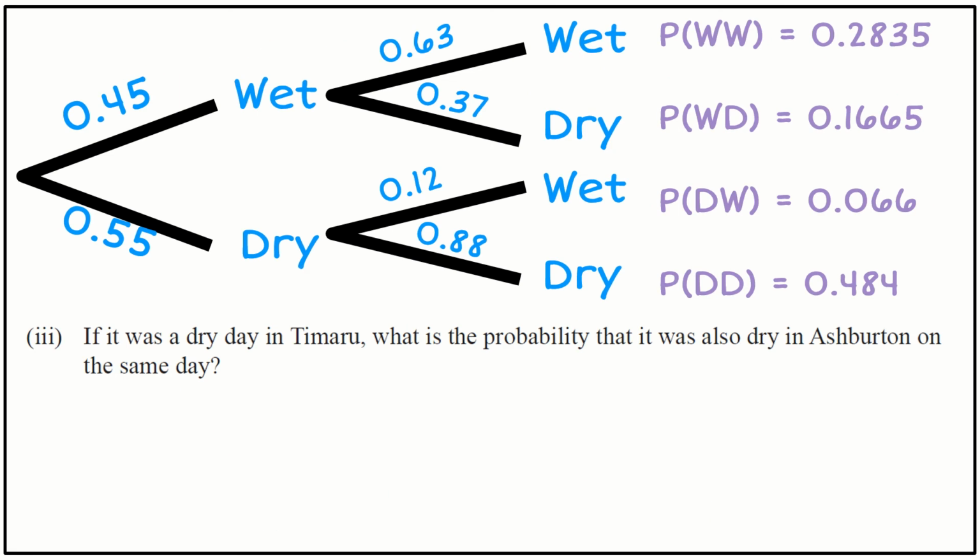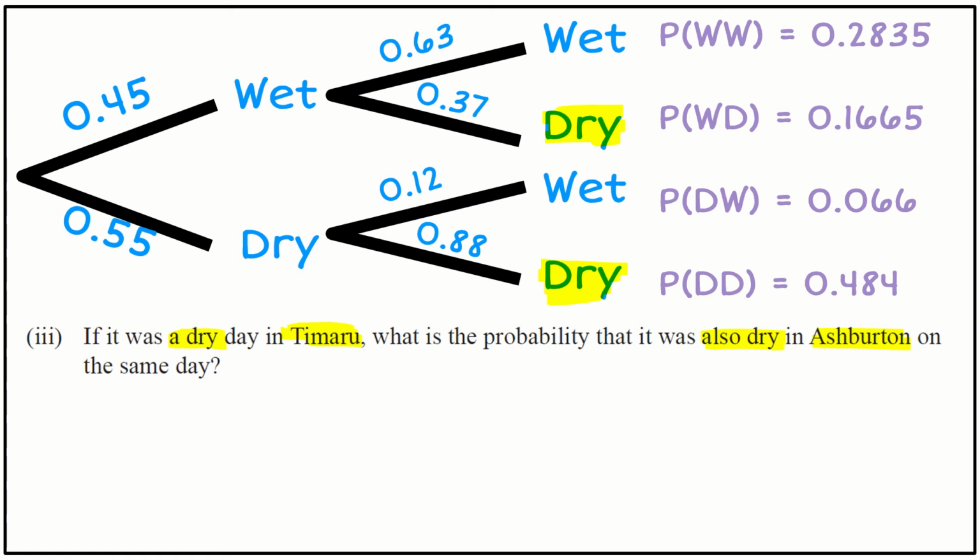So here is our tree diagram that we drew in an earlier video, and the question that we're trying to find is: if it is a dry day in Timaru, then what is the probability it was also dry in Ashburton on the same day? So we need to think about, well, Timaru, which one's a Timaru? And we know that these second ones, so we're talking about dry in Timaru. So those are the options where it's dry in Timaru.